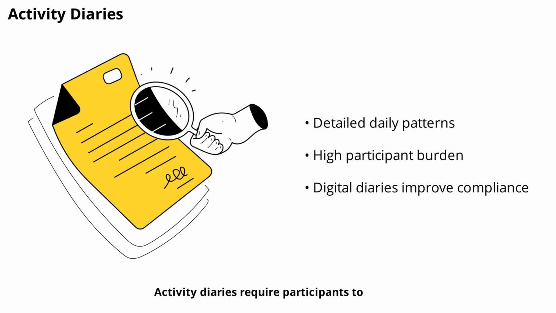Activity diaries require participants to record their activities at regular intervals, such as every 15 minutes. This method provides detailed patterns of daily activity and can estimate time spent at different intensities. Diaries are inexpensive and feasible for large populations, but they place a high burden on participants and may still be affected by recall errors. The use of digital or cell phone-based diaries can improve compliance and data quality, offering real-time recording and reducing retrospective completion.